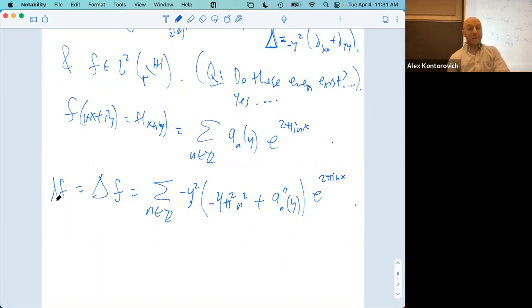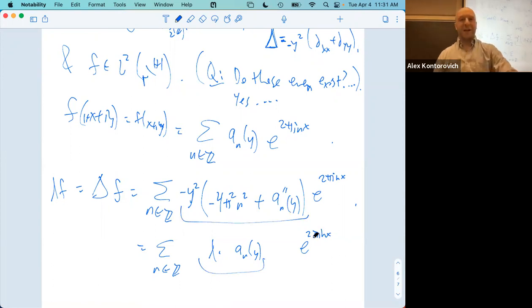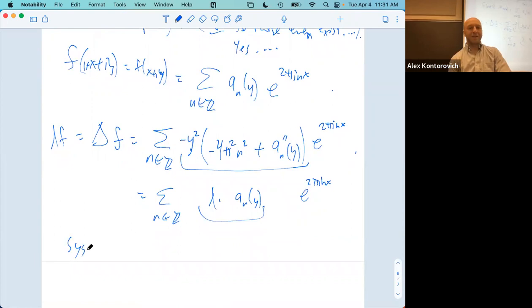So the fact that this is equal to lambda f means that, on the other hand, it's also equal to the constant lambda times these coefficients a_n of y, e to the 2 pi i n x. Two series agree everywhere if and only if their Fourier coefficients agree. And so now we get a system of second order ordinary differential equations. There's no partial derivatives; we're separating variables and using this periodicity. So this is a second order ODE on the coefficients a_n of y.